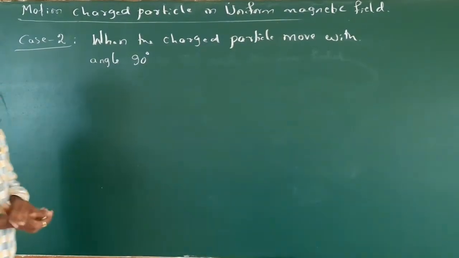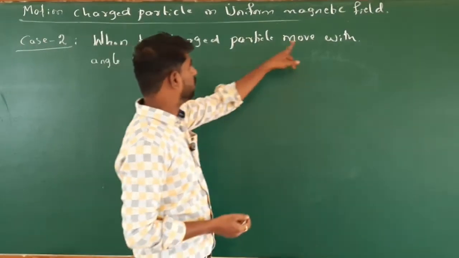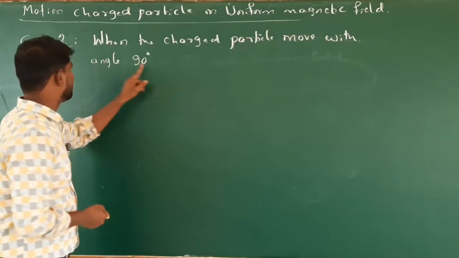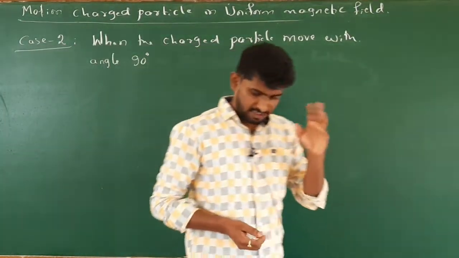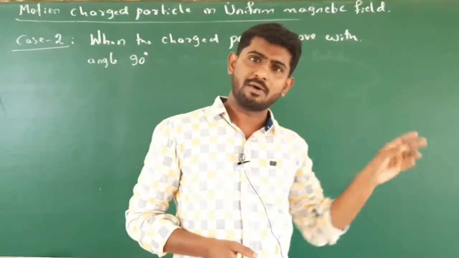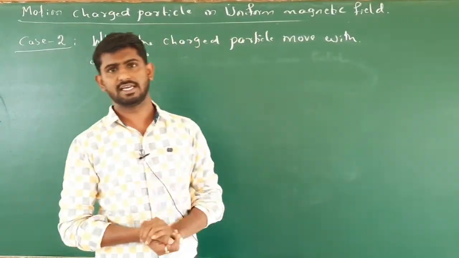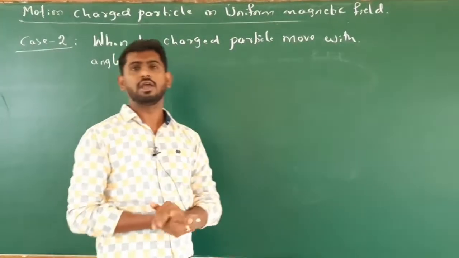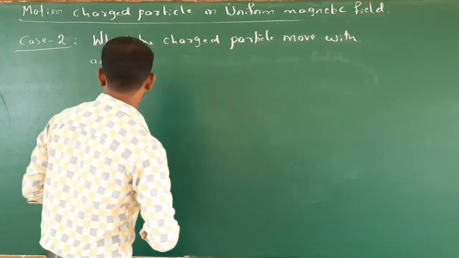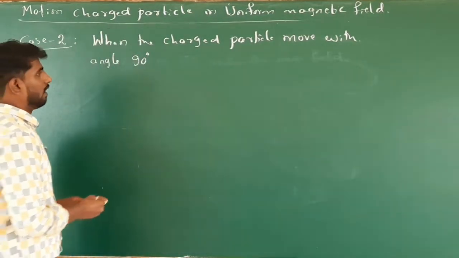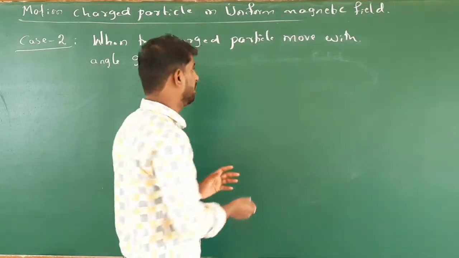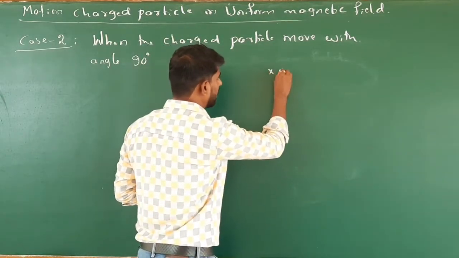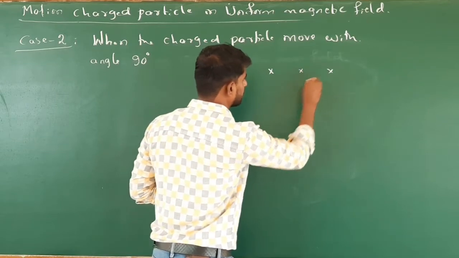Okay, next case. When charged particles move with angle 90 degree, it means the charged particle is moving in a uniform magnetic field perpendicularly. So it is moving perpendicular to the uniform magnetic field. If I want to represent the uniform magnetic field perpendicular to the plane, I'll draw like this, right?